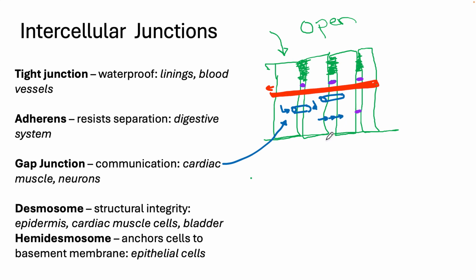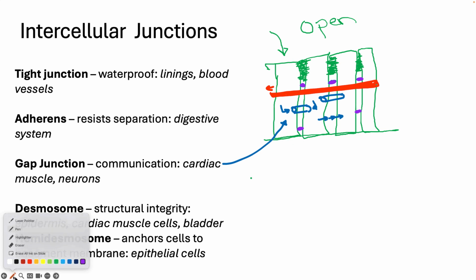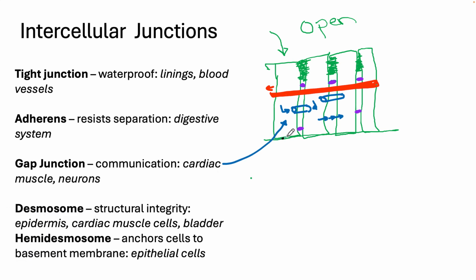And you're going to find them in, for example, the epidermis, like your skin, where it has to stretch and move in all different directions, and you don't want these cells to separate out. Now, there is one more type called a hemidesmosome, which is basically half a desmosome. And those guys, maybe I'll do black, are going to anchor these cells down onto the basement membrane. So that is what's holding them down.